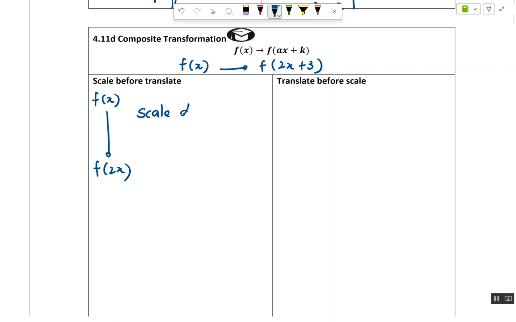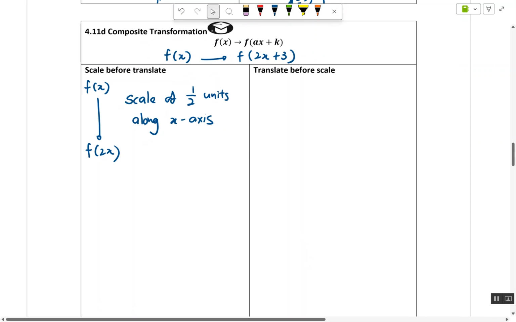Scale of how many units? No, because it makes changes to the x, so it's a scale of half units, and it's along the x-axis. Yeah, it goes this way, correct. It goes smaller.